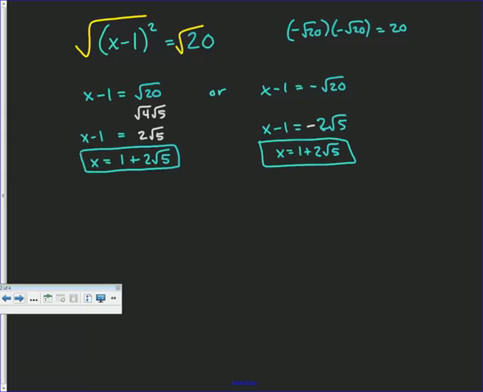So two different answers. Oh, excuse me, as I write that, I'm noticing I made a mistake there. Sorry, let's fix that. 1 minus 2 square root 5. So they should look almost identical, except, again, one is positive and one is negative, because a negative times a negative is a positive, and a positive times a positive is also a positive. So there's two different ways to get a positive number. We have to consider both cases.